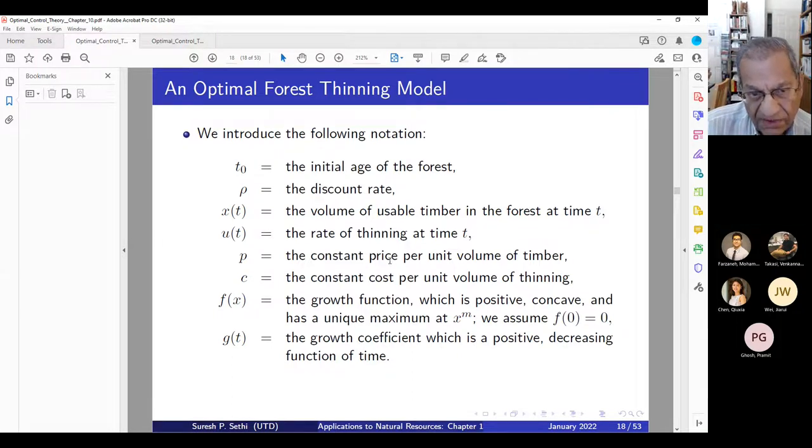So the trick of a good model is not to have too complicated a model which you cannot solve, but not to have too simple a model that people will basically say it's not good enough. So there's a lot of balancing going on when you do research.